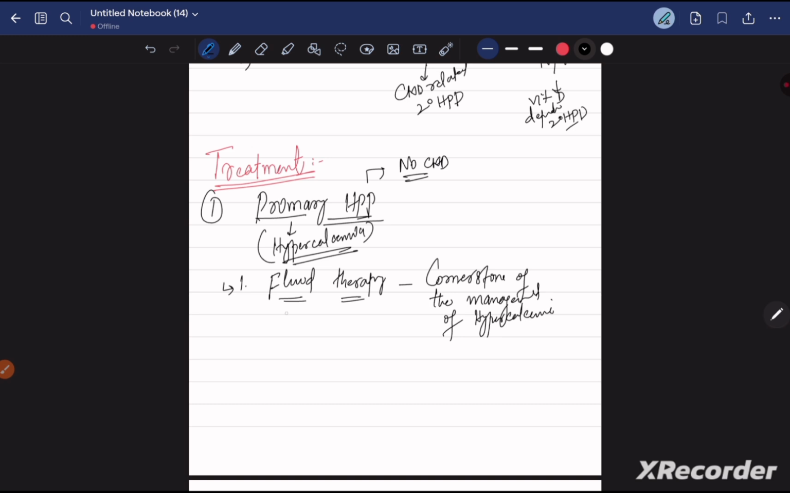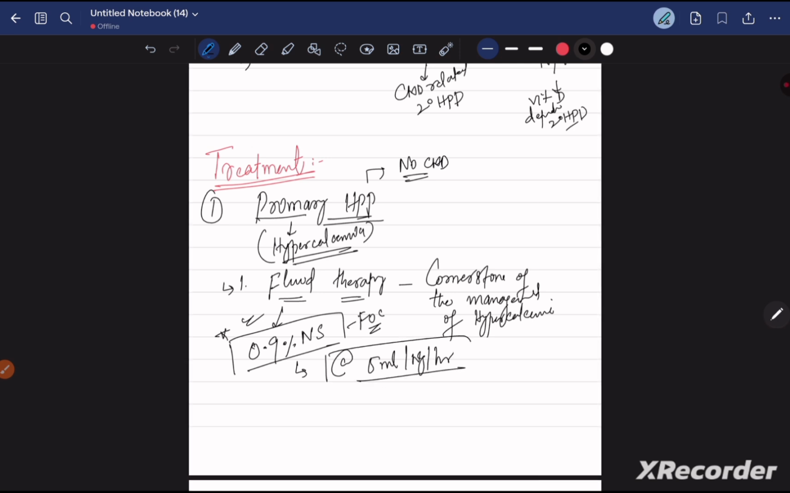Okay, and the fluid of choice in the treatment of primary hyperparathyroidism is 0.9% normal saline. Remember this is important from your examination point of view, also for your clinical practice. So how is it given? This is the fluid of choice. It is given at the rate of 5 ml per kg per hour.